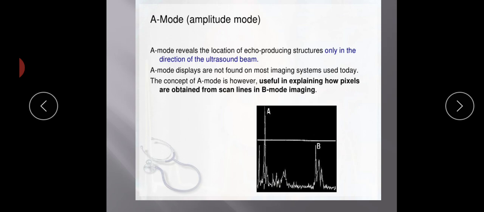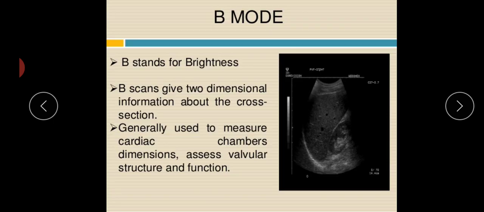A mode reveals the location of echo producing structures only in the direction of the ultrasound beam. A mode displays are not found on most imaging systems used today. The concept of A mode is, however, useful in explaining how pixels are obtained from scan lines in B mode imaging. Now let us talk about the B mode.